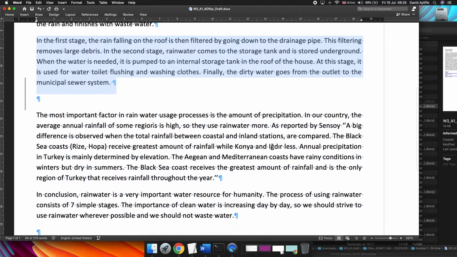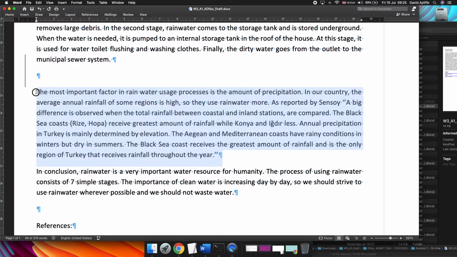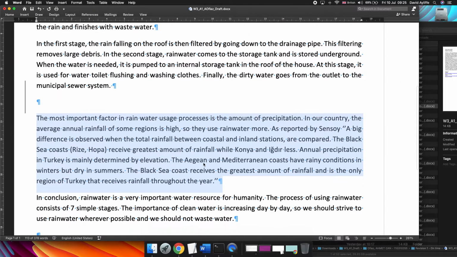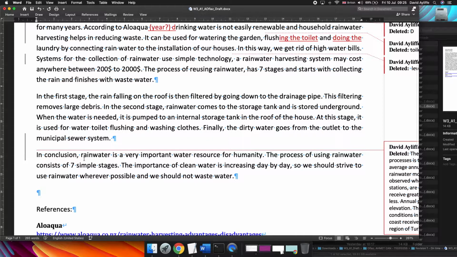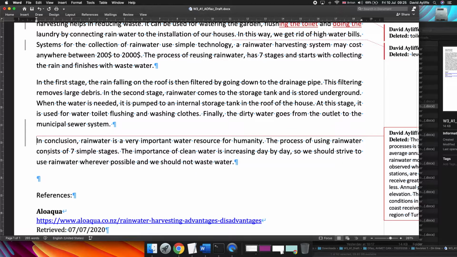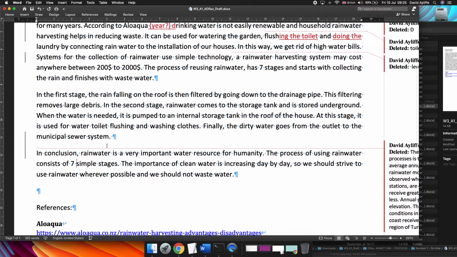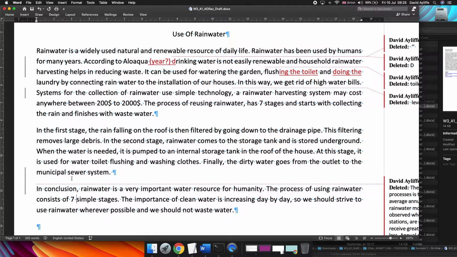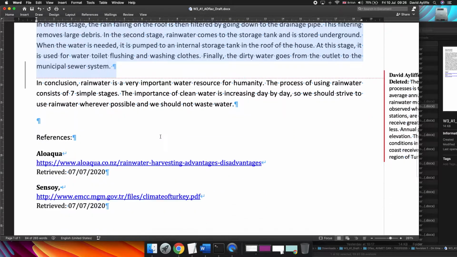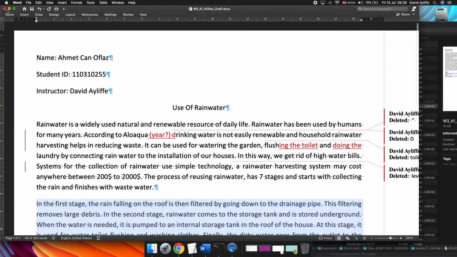Okay, yeah, good. Now, what is this? The most important factor. In conclusion, rainwater is very important. The process consists of 7 simple stages. Good. Okay, good. Yeah, we didn't need that paragraph at all. Yeah, a bit more detail here. Another couple of sentences. If we can add a bit more information from the diagram, that would be useful. But this is good. You've got a good introduction. You've got a good body. The grammar is very good. And you've got a good conclusion here. We need a bit more information here. And then we've got a super essay. Very nice reference list. Well done, Ahmed.